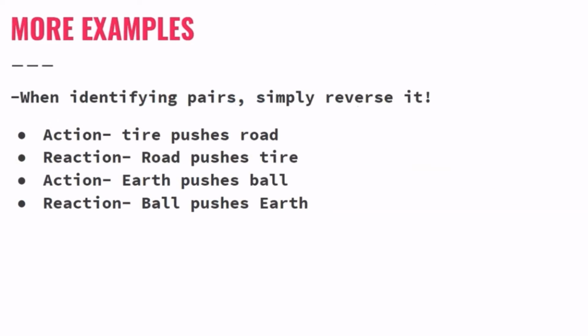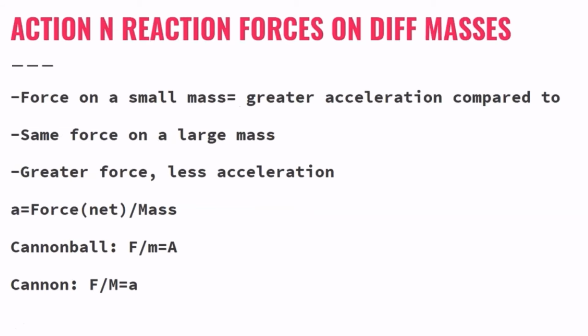Okay, some more examples. When you're trying to identify the pairs and how to name them, all you have to do is reverse it. If the tire's pushing on the road, that means the road is pushing on the tire. If the earth is pushing on the ball, then the ball is also pushing on the earth. So all you have to do is identify your first force and reverse it, and that's your other reaction pair. You could name road pushes tire as action, and then tire pushes road as reaction. It doesn't really matter, as long as they're both a pair of forces that are directly acting on each other simultaneously.